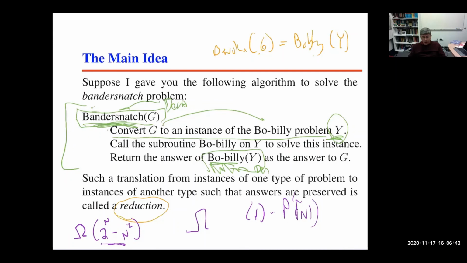But if instead of having a fast algorithm for mobility, all I have is a guarantee that there is no possible fast way to solve Bandersnatch, then what this algorithm proves is there is no possible way to solve mobility quickly. Because if I could solve mobility quickly, I solve Bandersnatch quickly. And there is no way to solve Bandersnatch quickly. Any questions about any of this stuff?